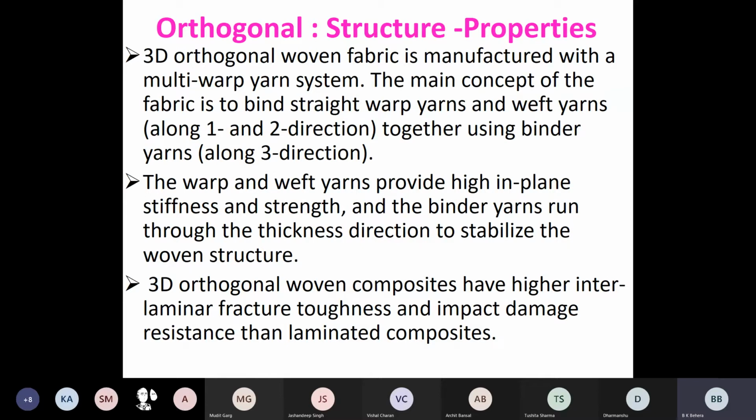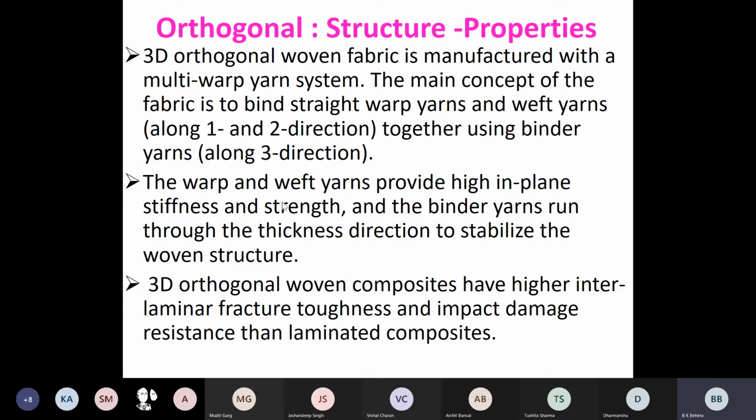3D orthogonal fabric is manufactured with a multi-warp yarn structure that you have already seen. The main concept of the fabric is to bind straight warp yarns and weft yarns together using binder threads. So there is no need to explain. We have already seen this. They are all straight. Binder yarn holds them.